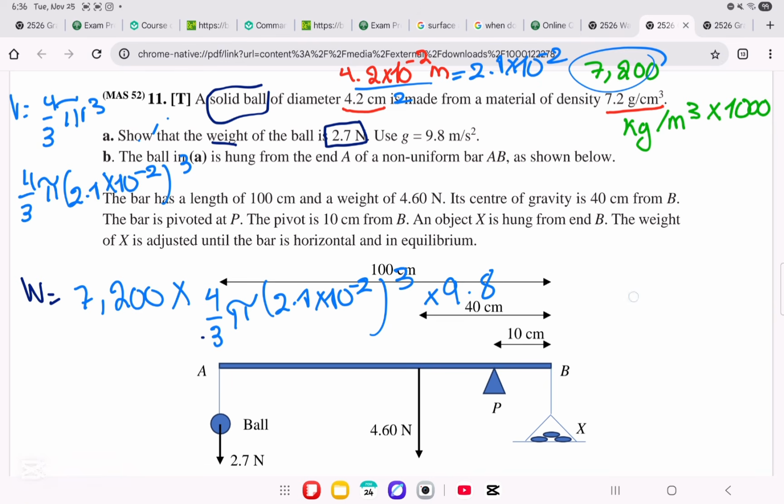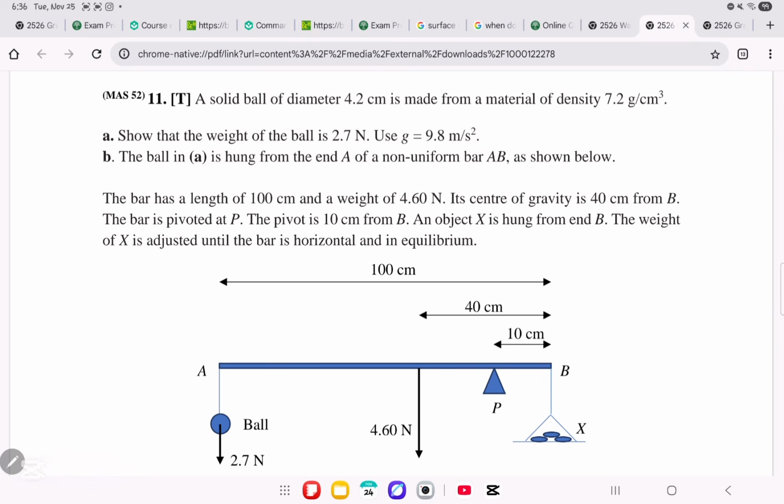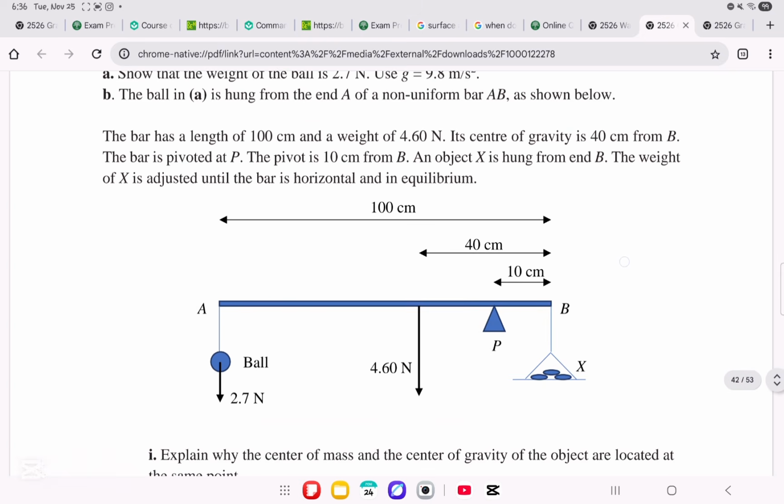And this would give me my answer to be approximately 2.73, but they want to show that it's 2.7, so you round it and it's 2.7 newtons, okay? We move on to part B. The ball in A is hung from the end A of a non-uniform bar AB. So they showed us the diagram.